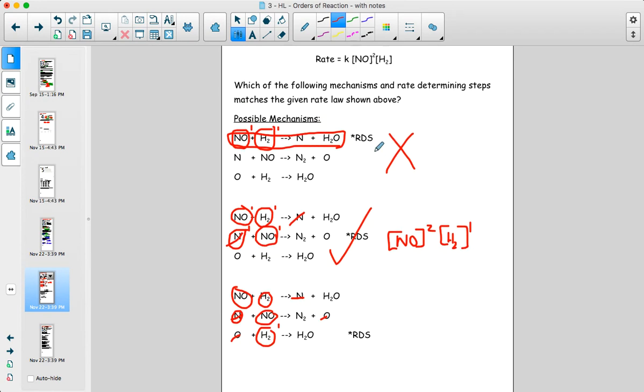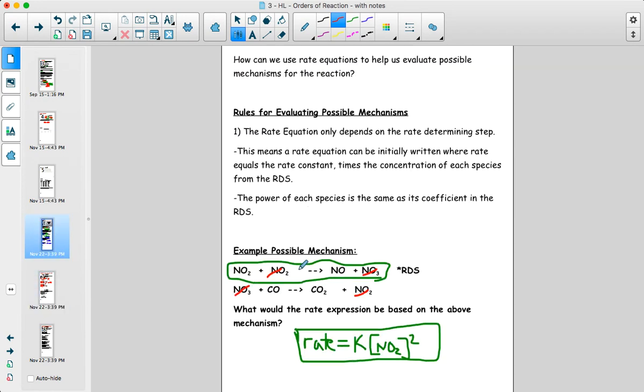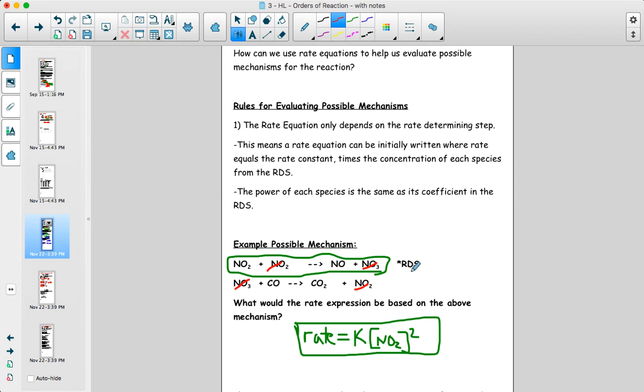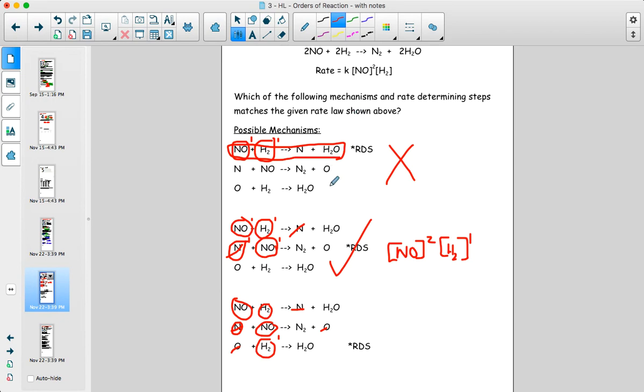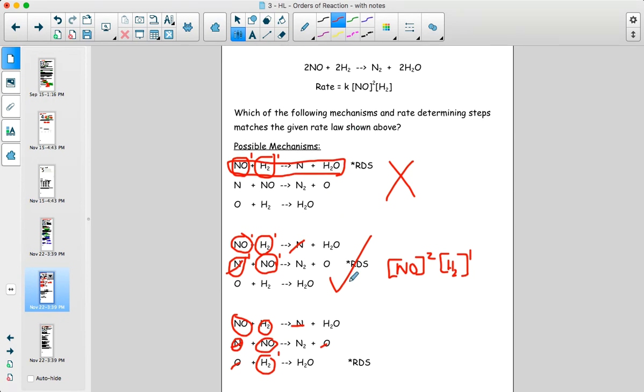So based on mechanisms and rate determining steps, we can figure out rate equations, or based on given rate equations, we can evaluate whether or not mechanisms match those rate equations. And those are the types of questions you'll see on the IB exam.